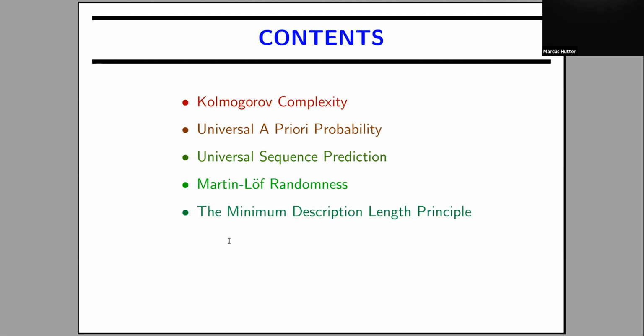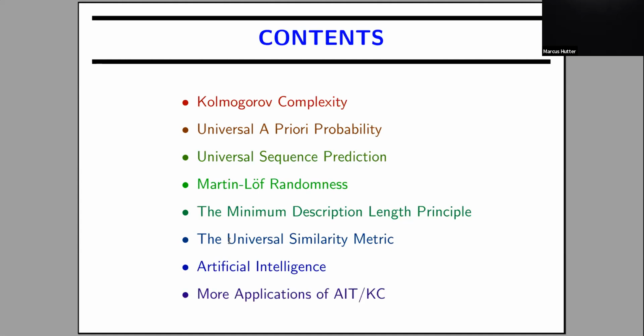Then I will show how it's related to the minimal description length or minimal message length principle. I've seen that at least 2 others give talks about MDL and MML, so I will probably skip over these slides and be very brief. Then maybe the first very impressive application, more or less directly, of Kolmogorov complexity, the universal similarity metric, which is too good to skip. And then I briefly talk about AI, which is really what I care about, and just mention the further applications.